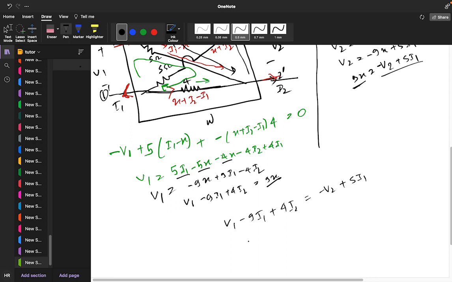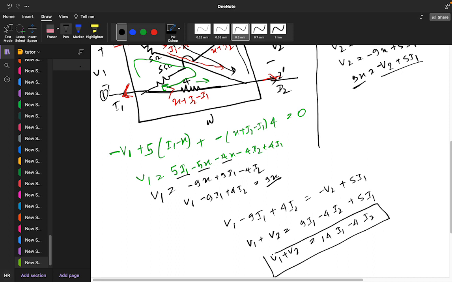So what general equation will we get? V1 plus V2 is equal to 9I1 minus 4I2 plus 5I1. So V1 plus V2, what are we getting? 14I1 minus 4I2. This part is clear. V1 plus V2 is equal to 14I1 minus 4I2.